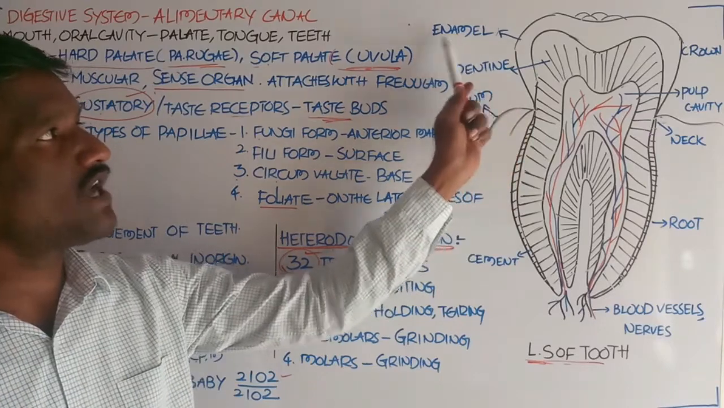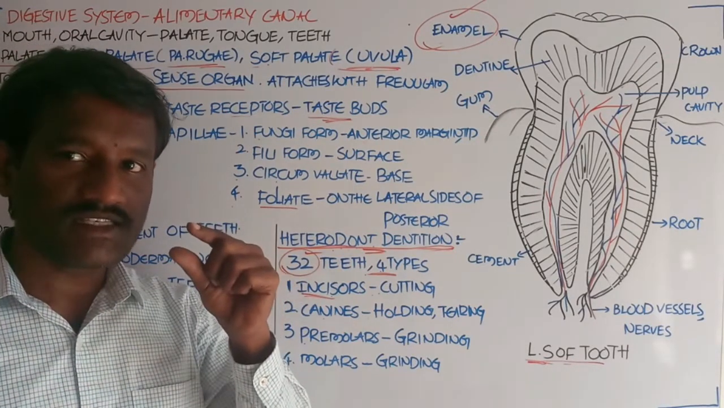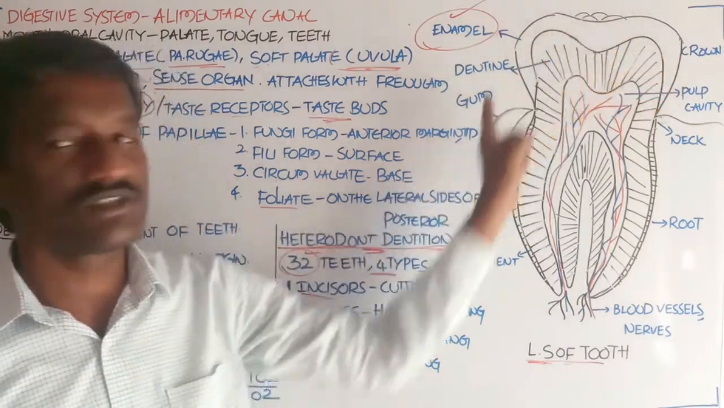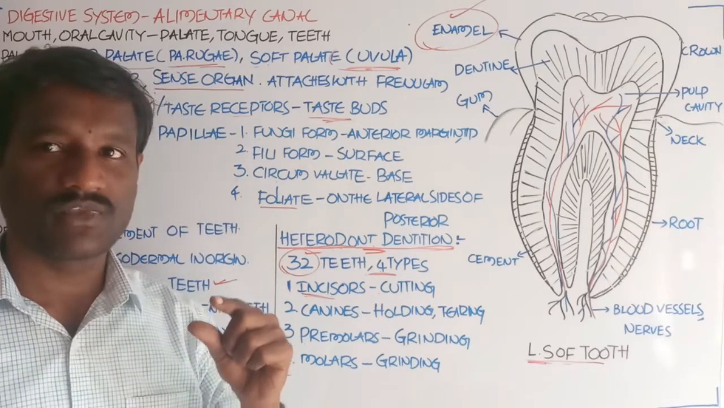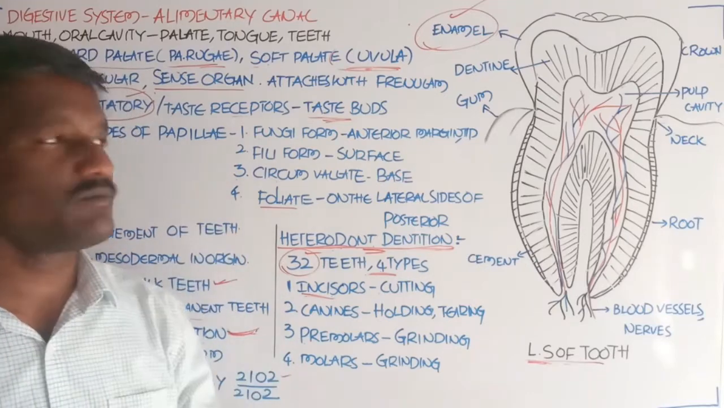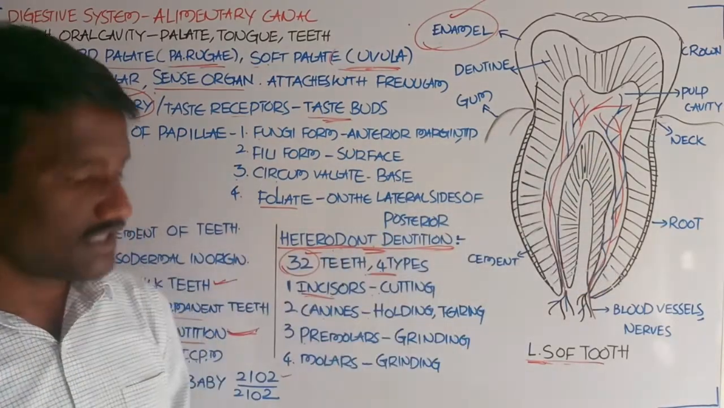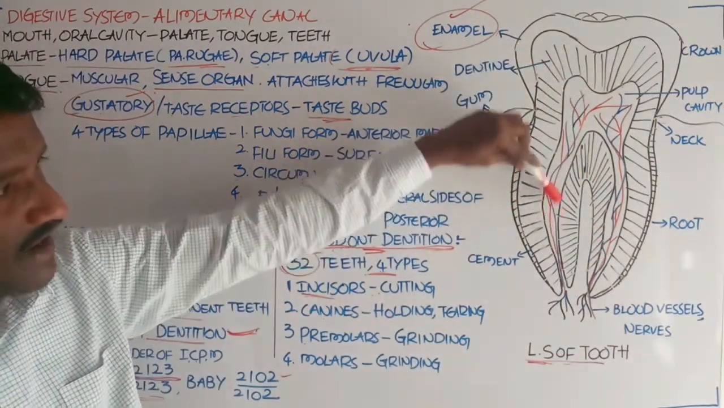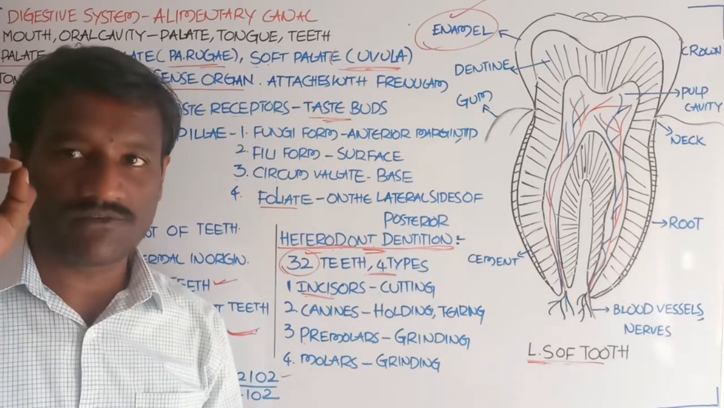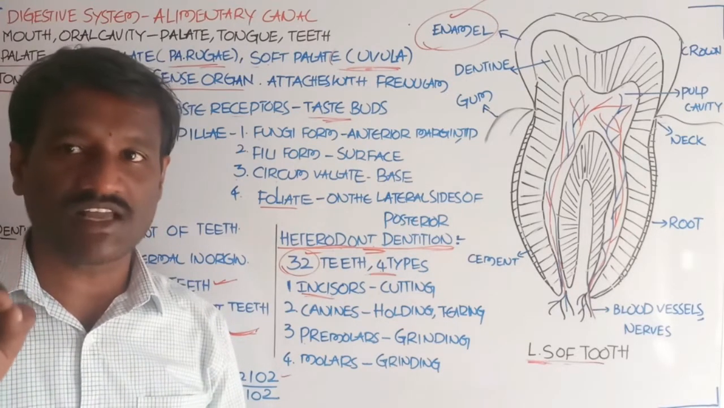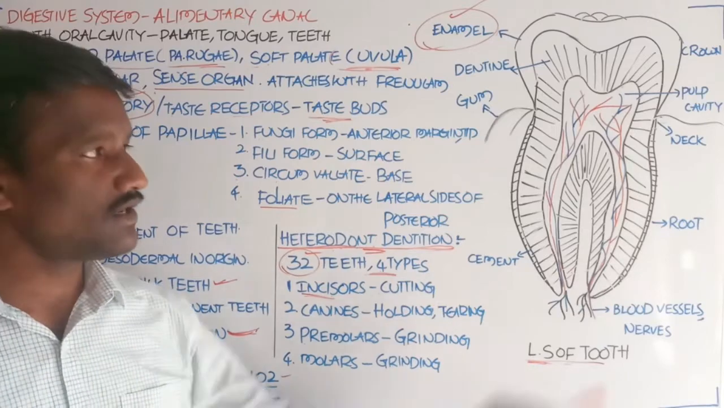And what about the enamel? Enamel is the hardest substance in human beings, and it covers the surface of the crown. Enamel is secreted by ameloblast cells. Under this, the entire part of the tooth also consists of the pulp cavity. This entire part is called the pulp cavity, totally filled with pulp. The pulp cavity also consists of different types of cells, blood vessels, lymph vessels and nerves, which help in supplying nutritive substances to the tooth.